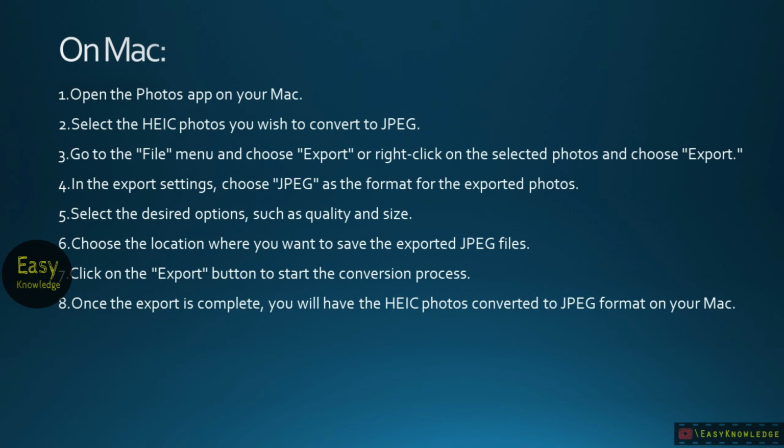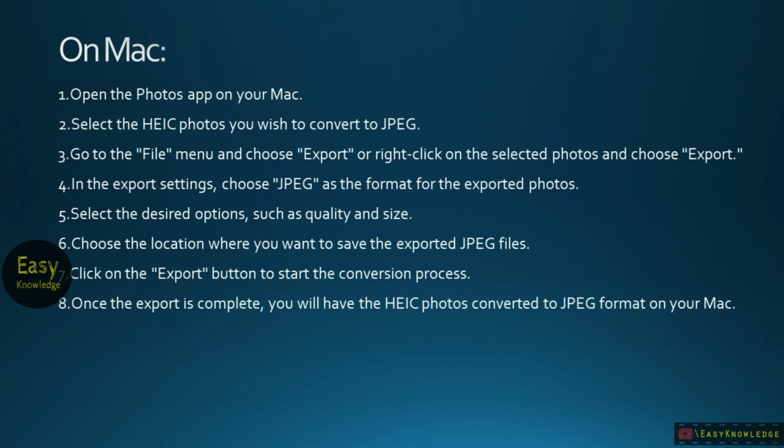On Mac. 1. Open the Photos app on your Mac. 2. Select the HEIC photos you wish to convert to JPEG. 3. Go to the File menu and choose Export, or right-click on the selected photos and choose Export.